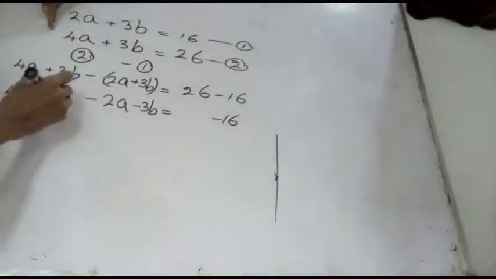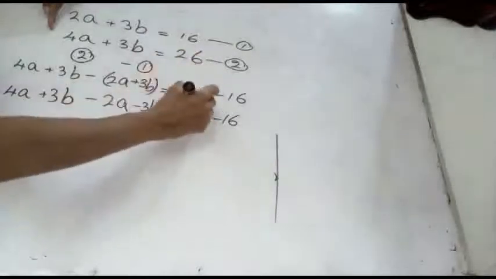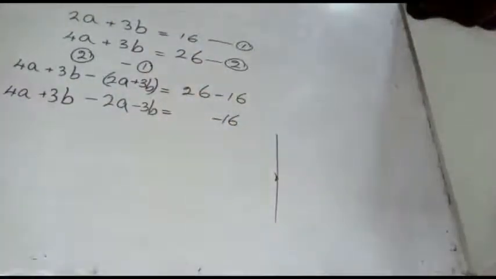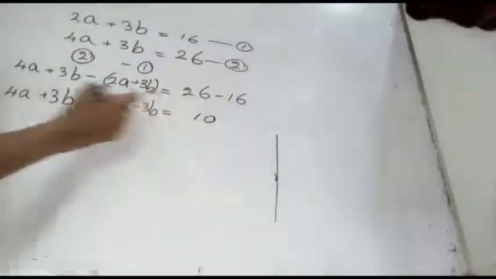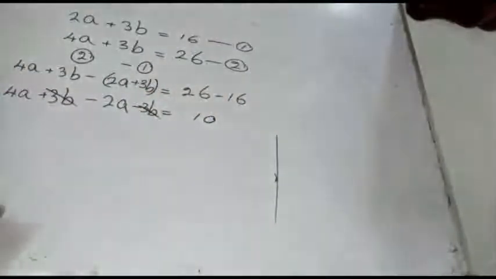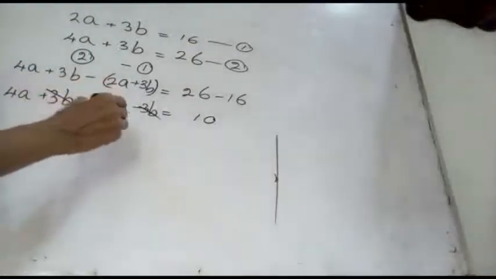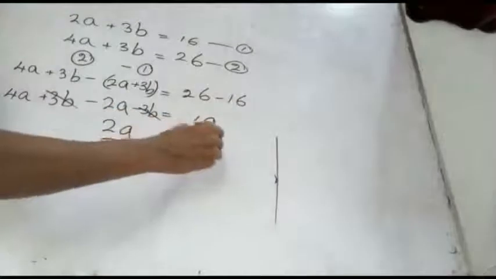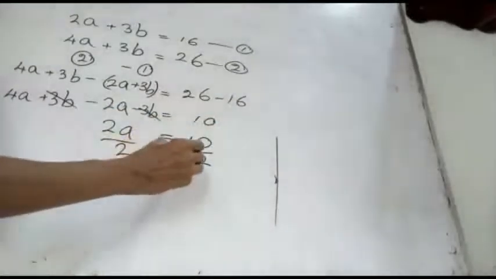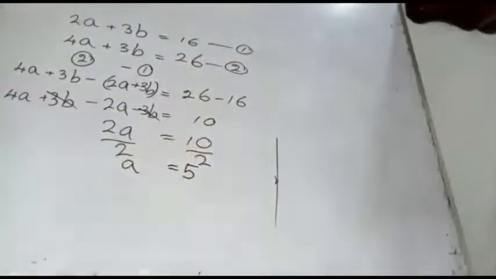4a plus 3b. 26 subtract 16 is equal to 10. 3b and 3b cancel out. 4a subtract 2a is equal to 2a is equal to 10. Both sides divide by 2, a is equal to 5.